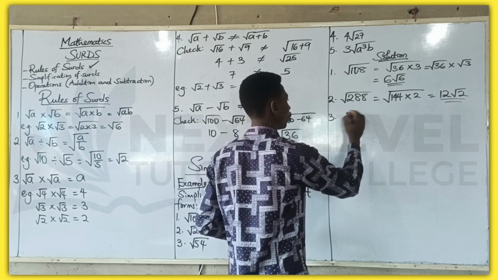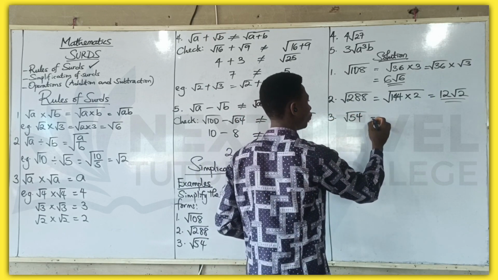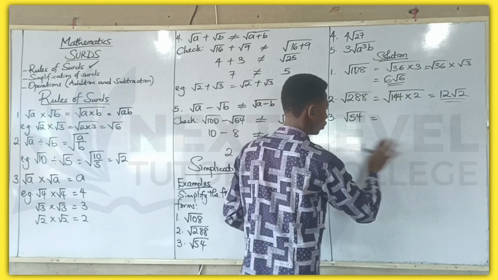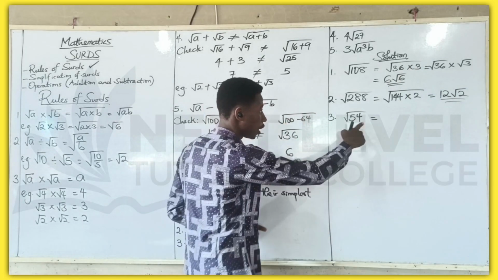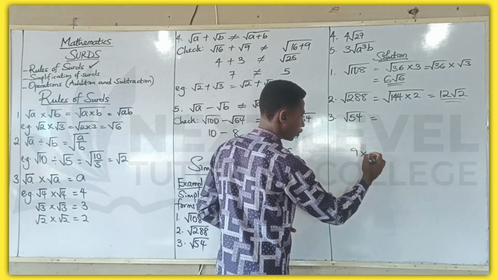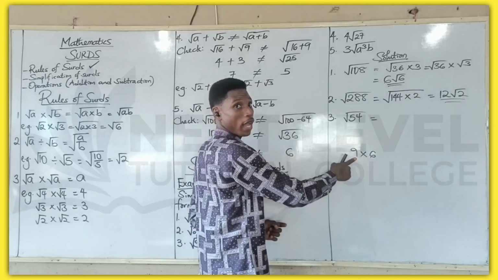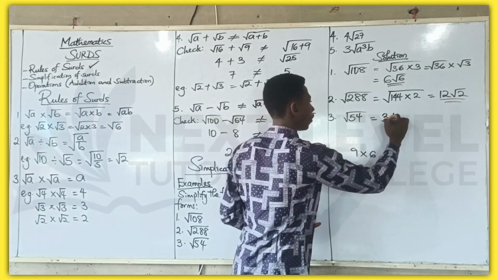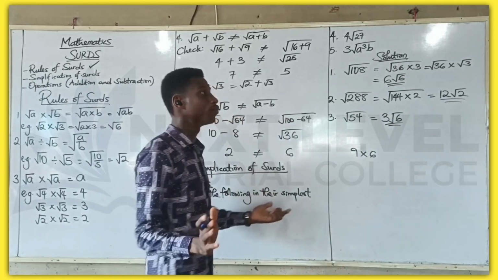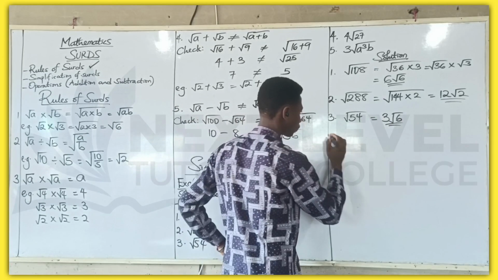I think we have surd 54. So now I'm reducing this step, so I'm going straight to the answer now. So follow me. We have 54. That's 9 times 6. Square root of 9 is 3. So the 3 will stay outside, and we'll have 3 surd 6. It's as simple as that. Now let's look at number 4.